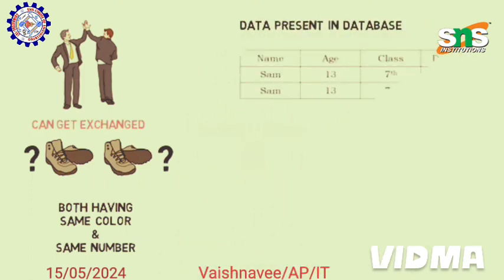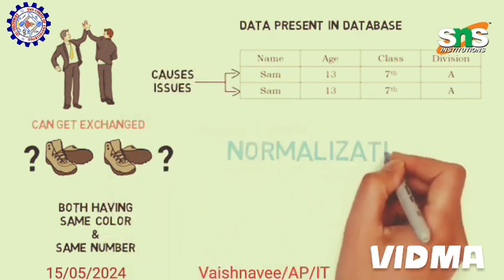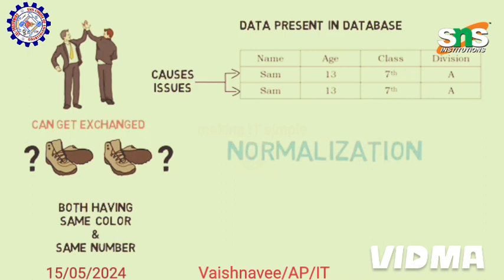A similar situation can occur with the data in a database. If there is redundant data, that means if there is similar data, we can face some issues. The solution to this problem is normalization. So we will learn about normalization and the anomalies: insertion anomaly, deletion anomaly, updation anomaly.